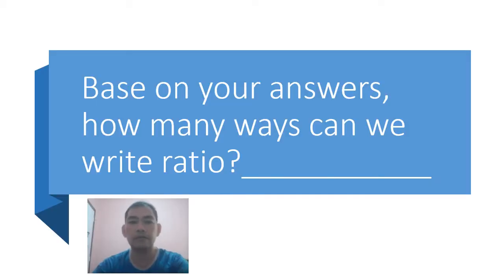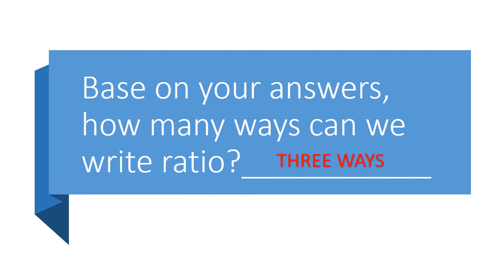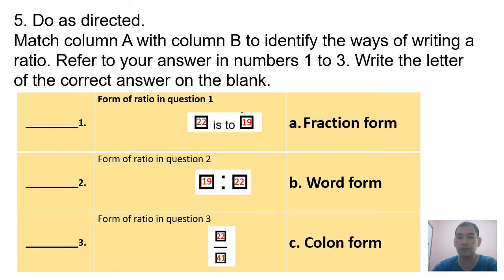Based on your answers, how many ways can we write ratio? Okay, correct. We have 3 ways to write ratio. Identify the ways of writing a ratio. Refer to your answers in numbers 1 to 3. Write the letter of the correct answer on the blank.